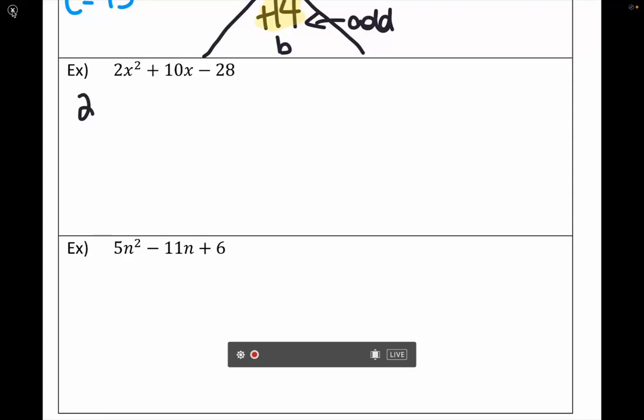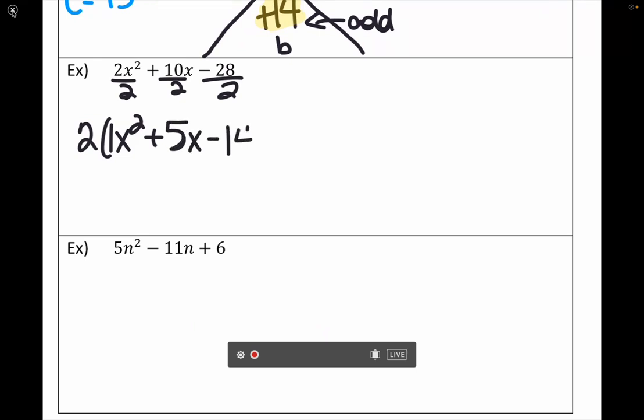So essentially, I'm going to divide all of these by 2. So I am left with, put my 2 out here. 2 divided by 2 is just 1. X squared, you could put the 1 if you want. 10 divided by 2 is 5. Negative 28 divided by 2 is negative 14. Okay, so this is A, this is B, and this is C.